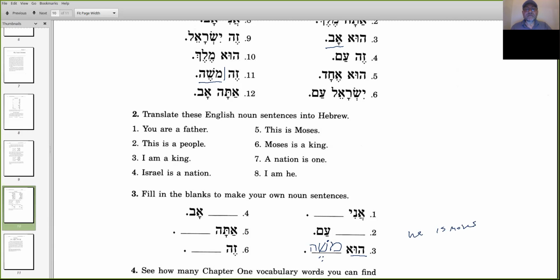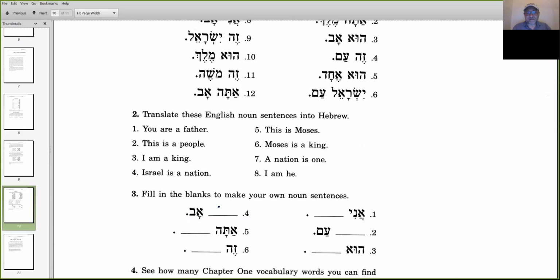All right, let's go to number 4. Number 4, we have blank Av. Okay, well, you could just reverse what we did here and throw an ani in there. In fact, I, or an Av next to that. So we have a reduced patach, hirik, yod, ani, Av. I am a father.